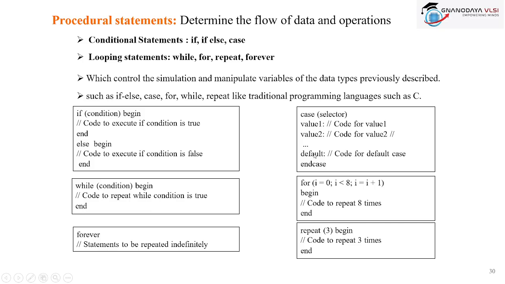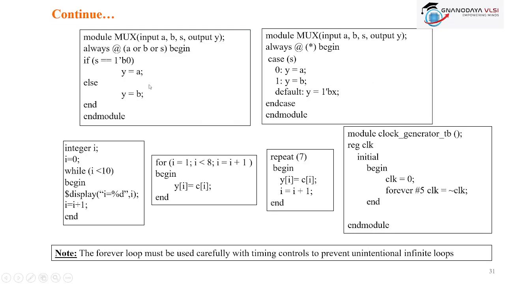Why? If you are not using the default in a case statement, it will infer a latch. And for i = 0; i < 8; i = i + 1, this is the for loop. If the condition is satisfied, this will be executed, and repeat means this will be executed 3 times. These are nothing but conditional statements and looping statements, same as C, whatever you studied in C. These are the examples.